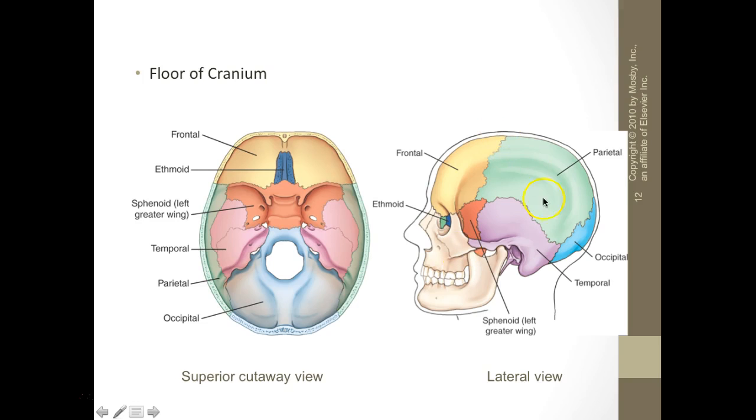So when we're looking here, we're going to cover it again. So the frontal, parietal, occipital, temporal, sphenoid, and then you have your ethmoid in there. Looking here, just at the floor, we have your frontal, your ethmoid here, which is blue. We have your sphenoid here in the red. Green is your parietal. Temporal is your pink, and occipital is your blue.